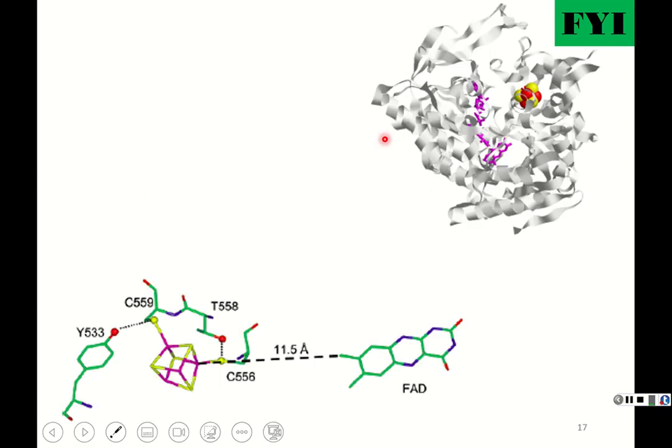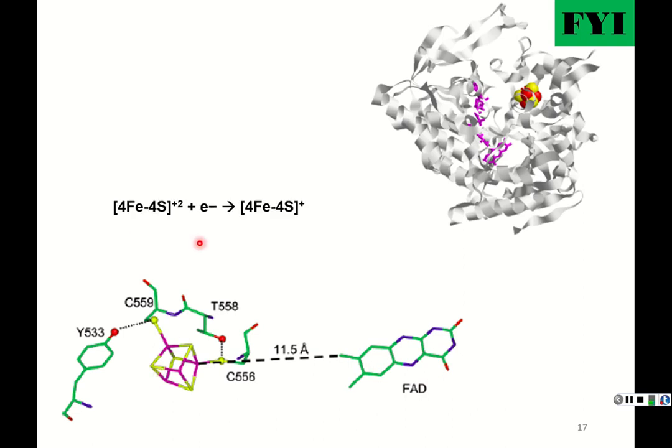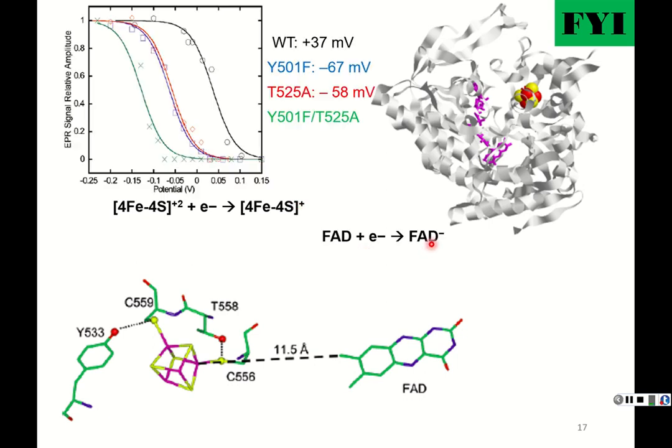Okay. I've studied ETFQO a little bit in some detail, and it has two cofactors, an FAD and an iron-sulfur cluster. Right? And both of them can be reduced. The iron-sulfur cluster can gain one electron and go from a 2+ state to a +1 state. And the FAD can gain an electron to go to FAD-. It can actually gain two electrons to go to FADH2 as well.